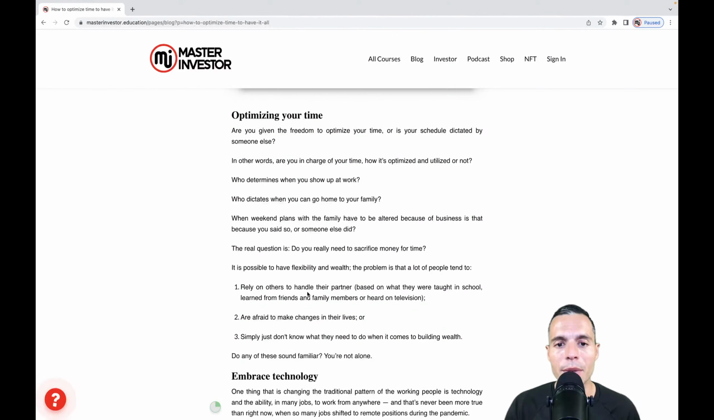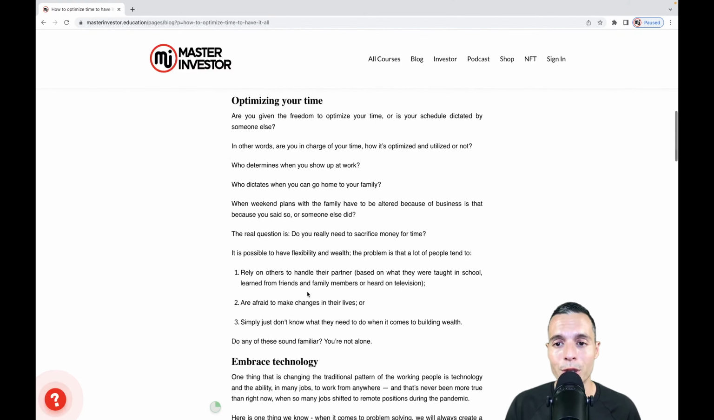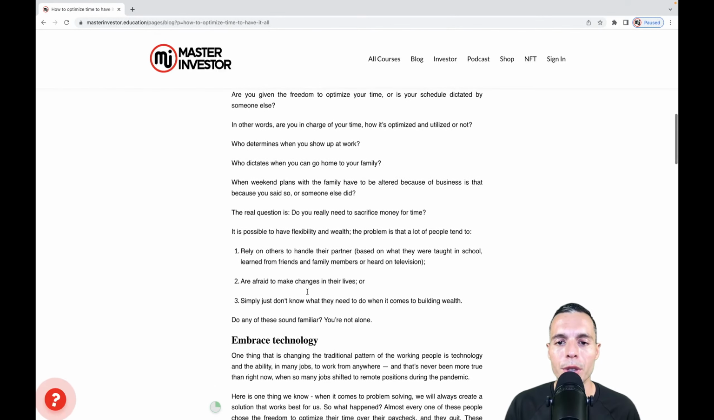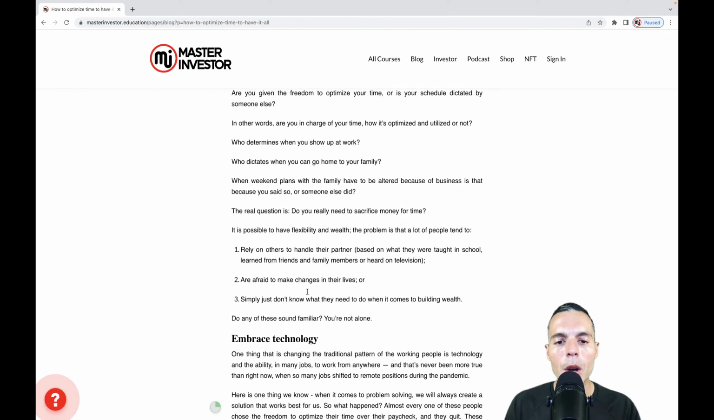Optimizing your time. Are you given the freedom to optimize your time, or is your schedule dictated by someone else? In other words, are you in charge of your time, how it is optimized and utilized or not? Who determines when you show up at work? Who dictates when you can go home to your family? When weekend plans with the family have to be altered because of business, is that because you say so or someone else did? The real question is, do you really need to sacrifice money for time? It is possible to have flexibility and wealth.